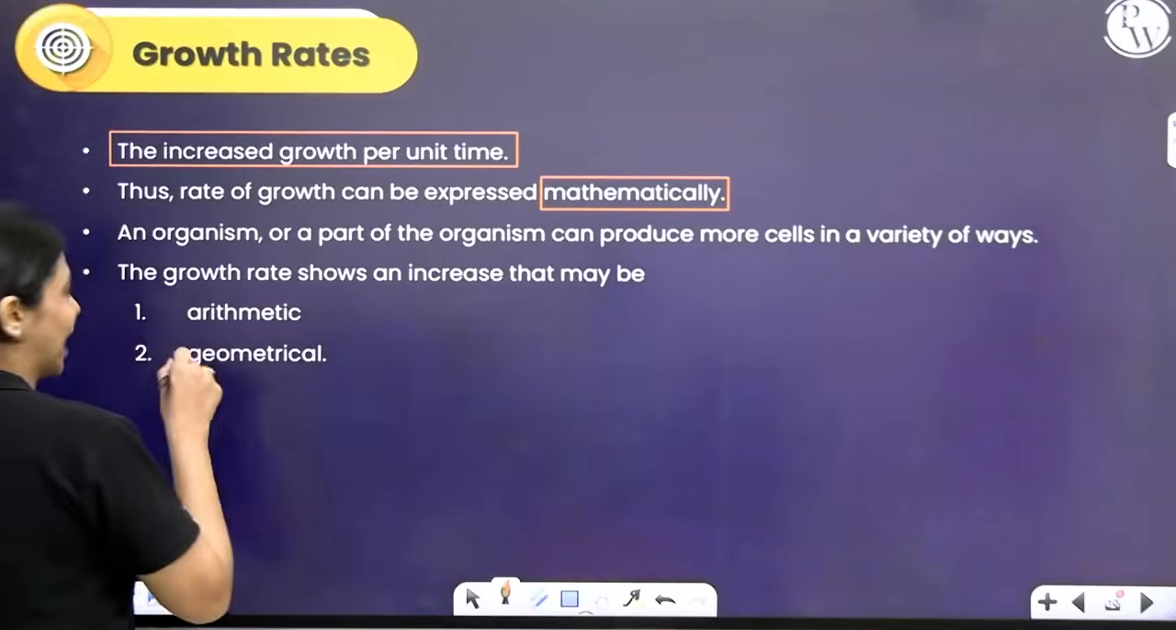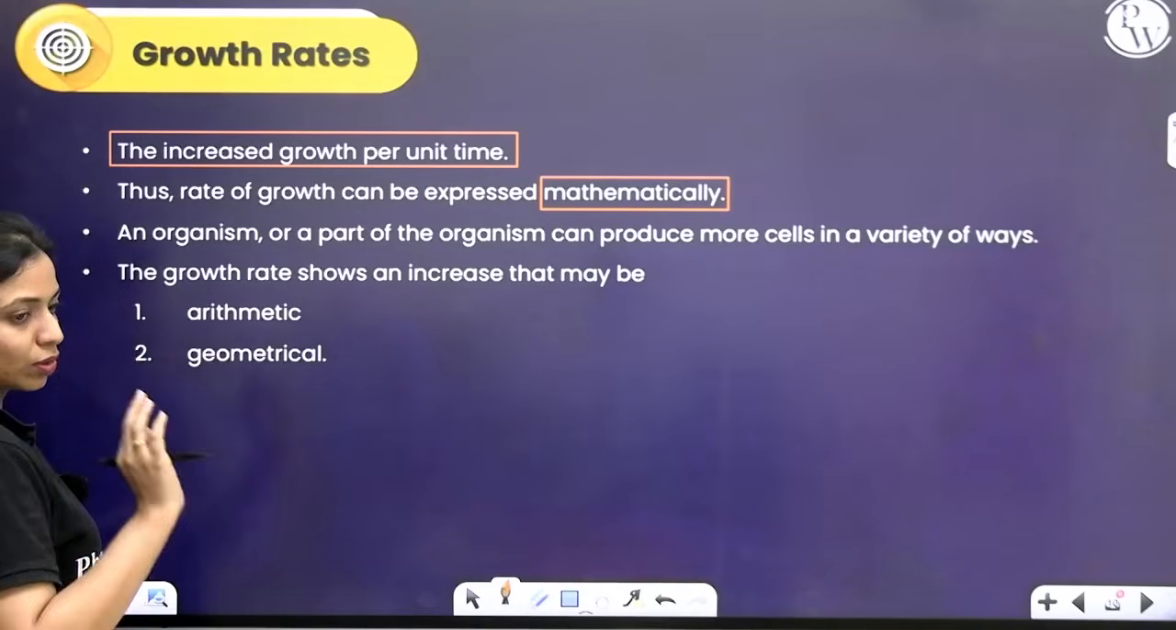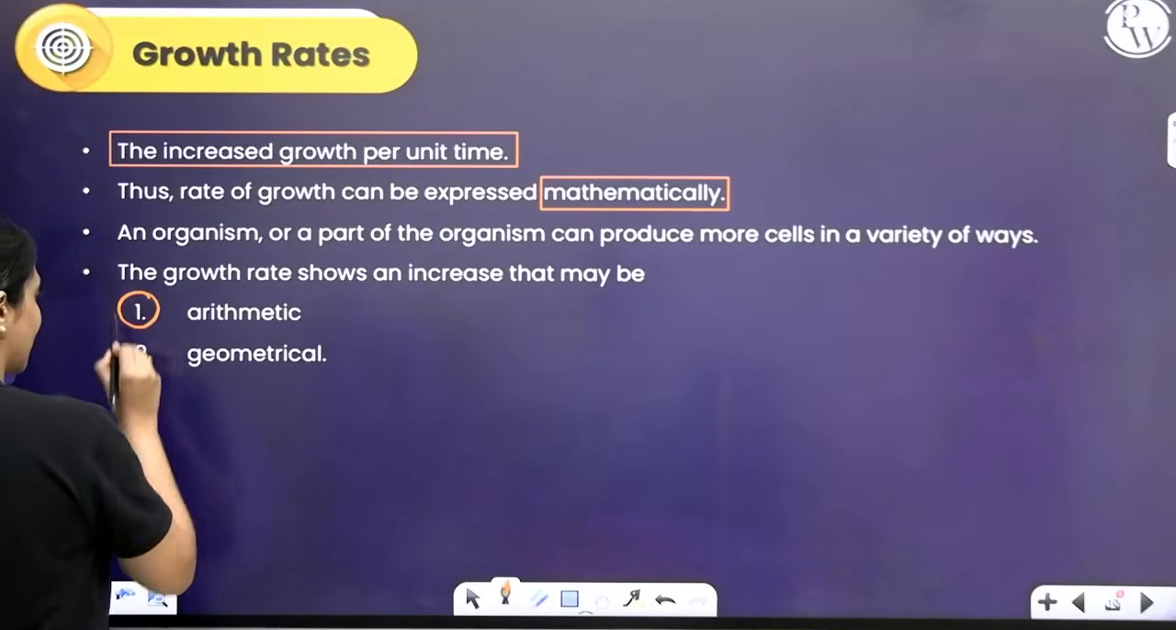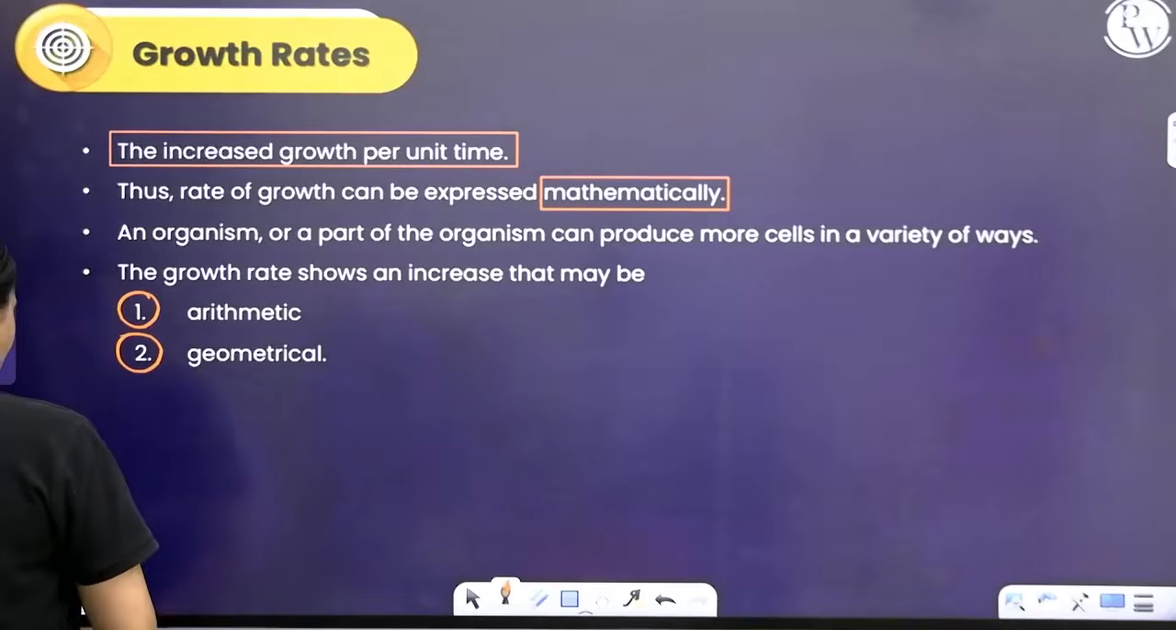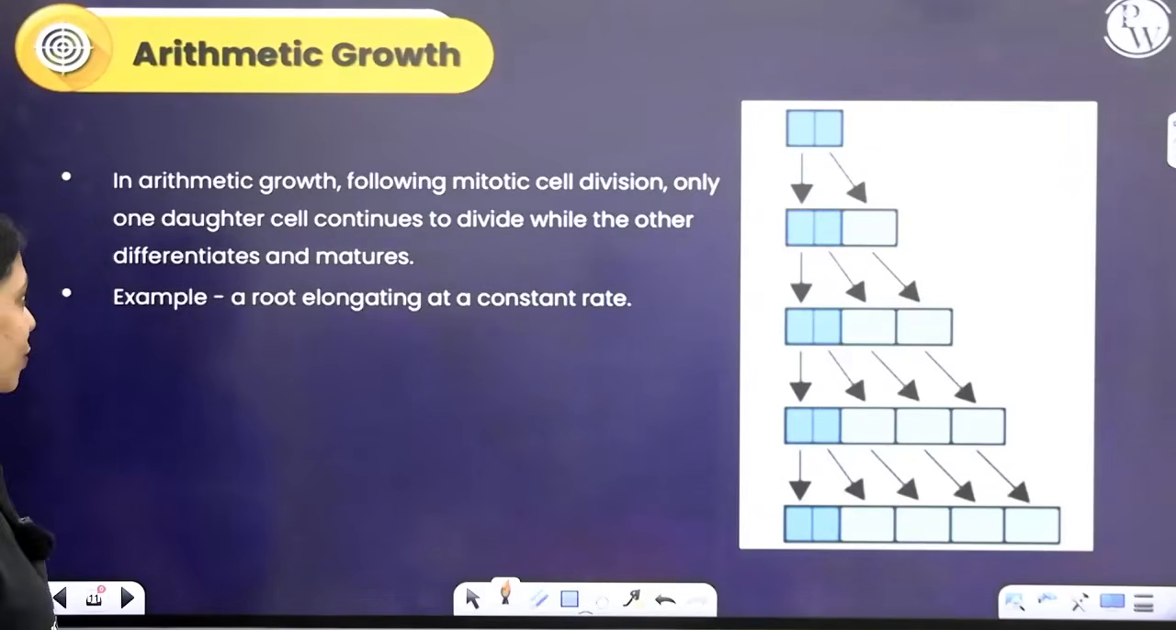Now, there are two types of growth rates. Growth rate can be measured in two ways. One is arithmetic growth rate, the other one is geometric growth rate. What happens in arithmetic growth rate, I'll tell you.